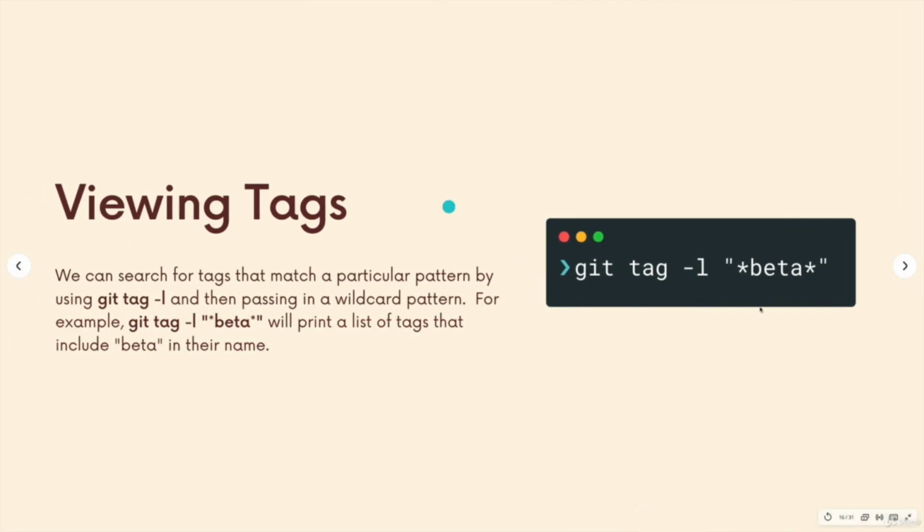But when we try and filter with some sort of wildcard like we have here, this is a pattern that we're trying to match. So that star inside the quotes, an asterisk here, means any character. This is going to find all tags that contain beta in them. And we have to use -l in order to list them out. It's kind of weird, but that's just how it works.